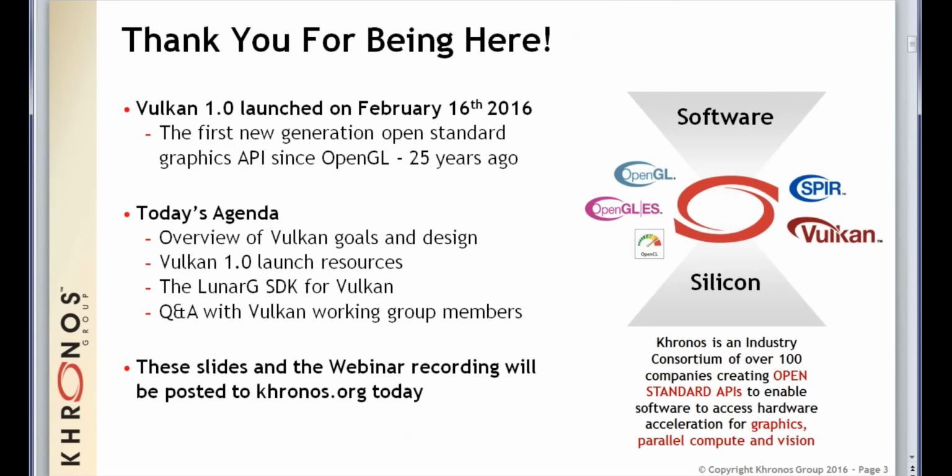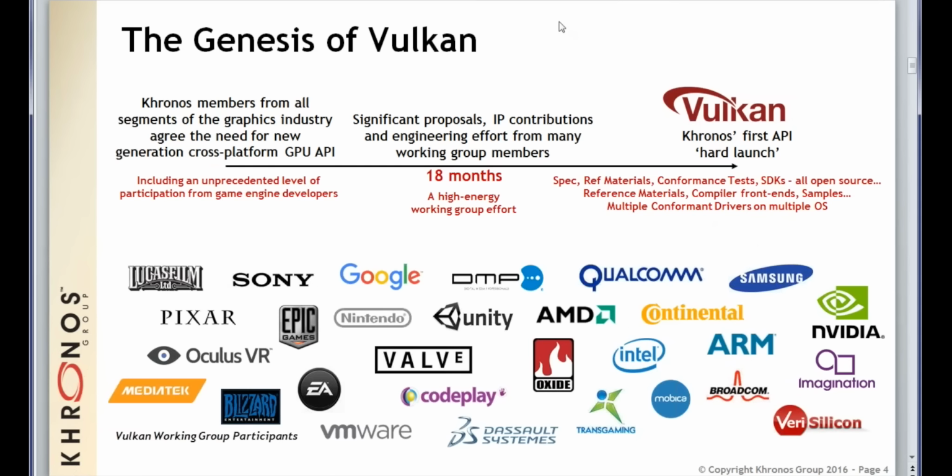So let's dive in. What is the genesis of Vulkan? It was around 2 years ago in the Khronos organization that we found the need for a new generation graphics API was beginning to become much more well-formed. And this was largely due to an unprecedented level of participation from game engine developers who were very actively bringing their requirements and requests for a new generation API.